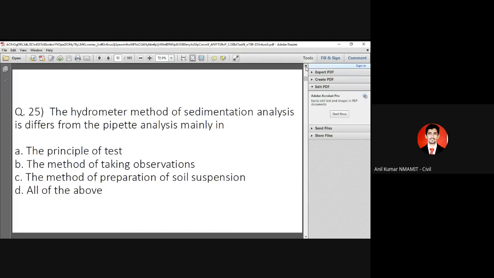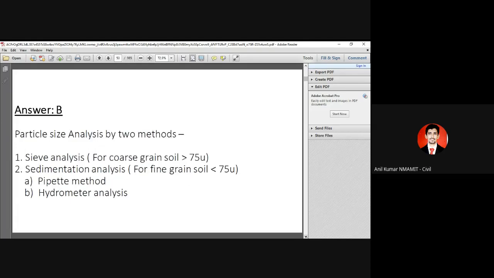How? See, in the hydrometer method, we have that hydrometer tube. We place the hydrometer bulb inside the tube, and there are hydrometer values to read here. But in the pipette analysis, we don't have that kind of arrangement where we take the values. So for particle size, sieve analysis is used for above 75 micron, and sedimentation analysis is what we go for below 75 micron, the pipette analysis and hydrometer analysis. Don't need to worry too much about this.